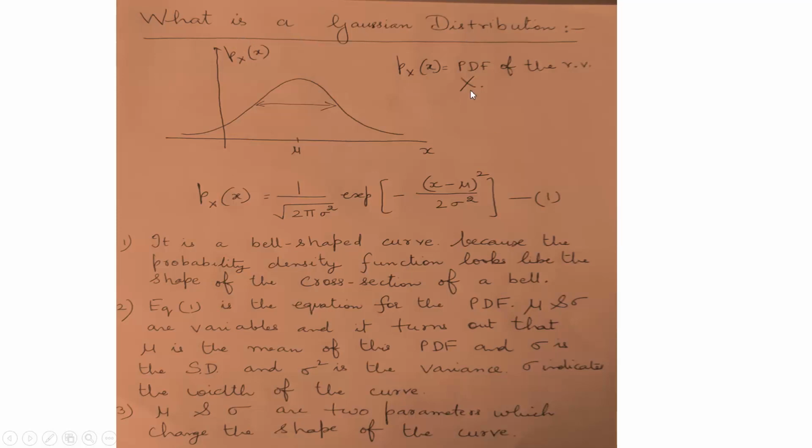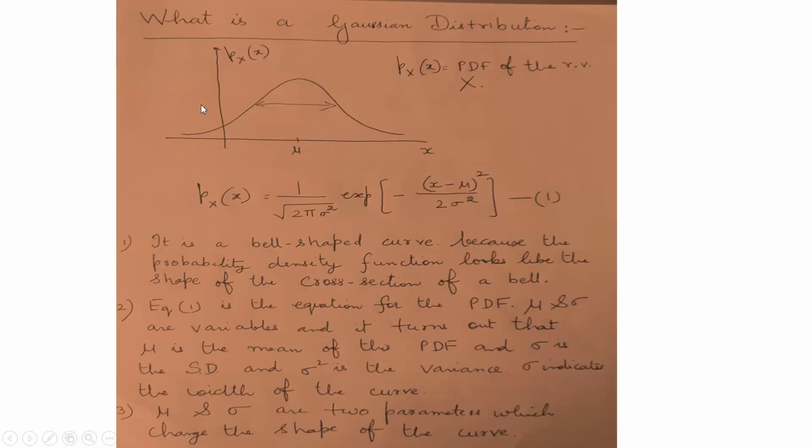Now, if you take a random variable capital X, this curve shows the probability density function of this random variable, expressed as P subscript capital X, where the random variable is X and the argument is x. So x is along the horizontal axis. This is the equation of this probability density function, and it is given by 1 over square root of 2 pi sigma square, exponent minus (x minus mu) whole square divided by 2 sigma square.